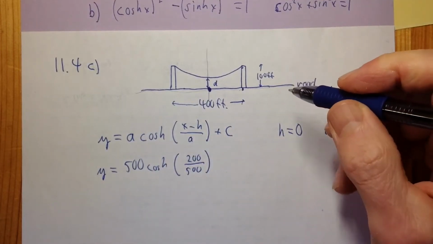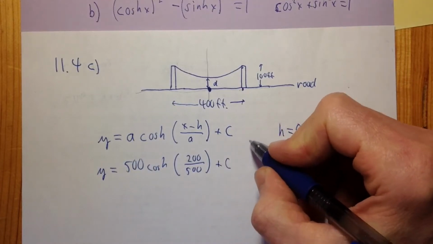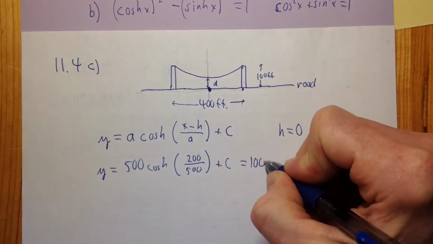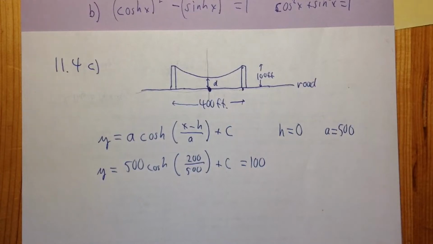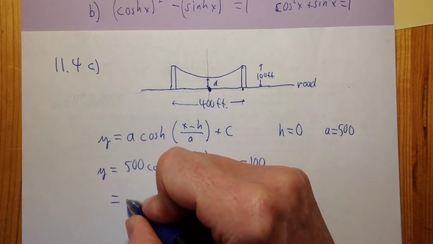Then we know that plus c, y is equal to 100. So the only thing we don't know right now is c. This allows us to find what c is. We figure out what cosh of 200 over 500 is, and then c has to make up the difference to get to 100.